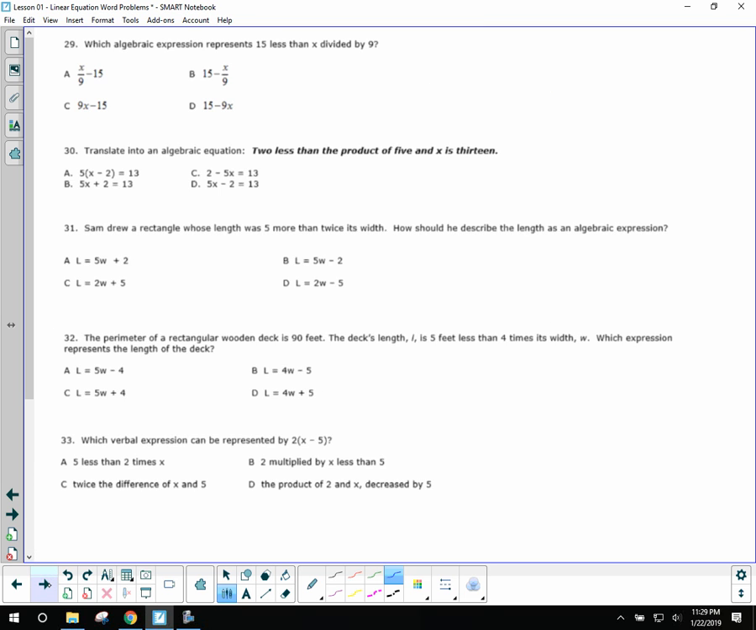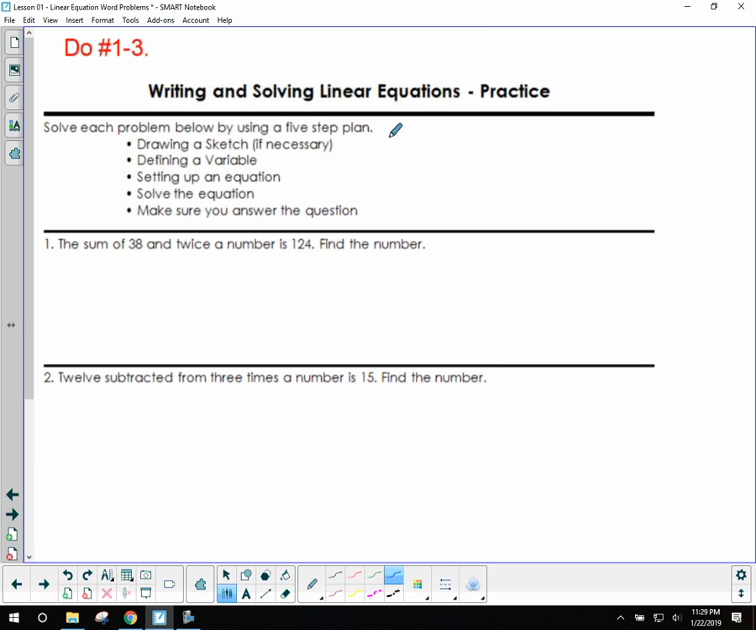So, the sum of 38 and twice a number is 124. The sum of 38 and twice a number is an equal sign, 124. From here, you solve. You already took a test on how to solve. I'm telling you, you're going to be solving for the rest of high school. Do the opposite. So we need to subtract 38 from both sides.